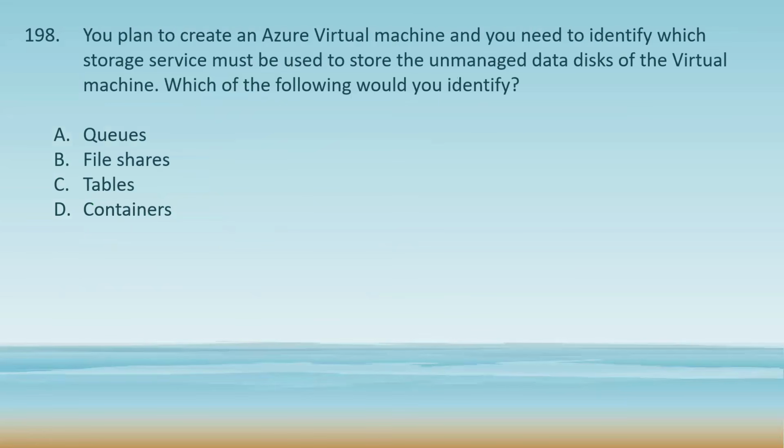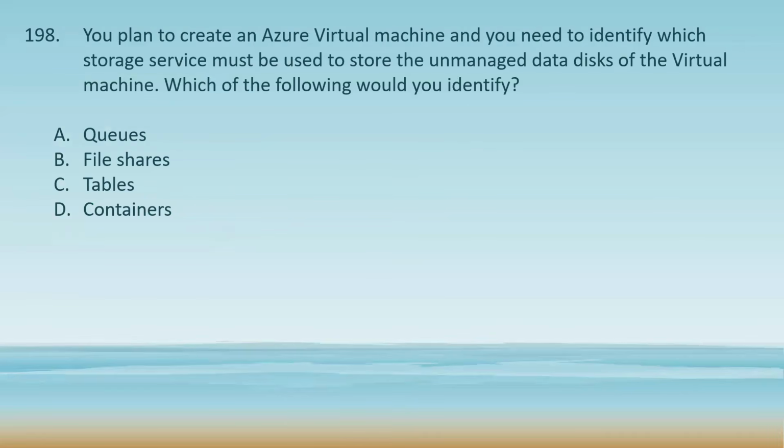Question number 198 of the series. You plan to create an Azure virtual machine and you need to identify which storage service must be used to store the unmanaged data disks of the virtual machine. Which of the following would you identify? Your options are queues, file shares, tables, and containers.